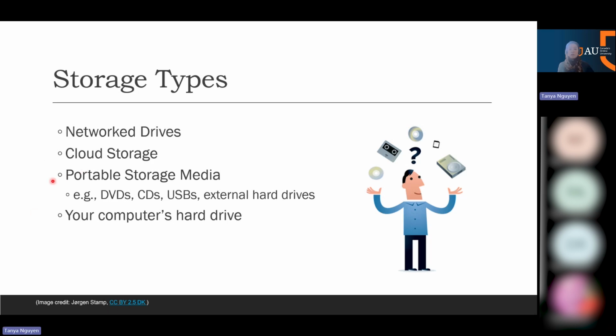Portable storage media can be connected to your computer, for example using a USB cable. DVDs, CDs, USBs, and external hard drives are some common types of portable storage where you can store your data. Your computer's hard drive is another example. If you're using your computer hard drive, it's a good idea to encrypt it, and any of these other portable storage media.